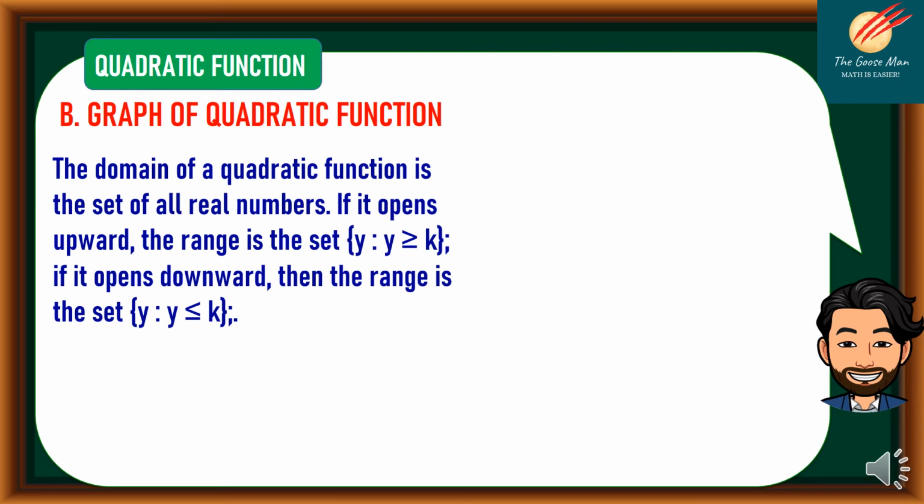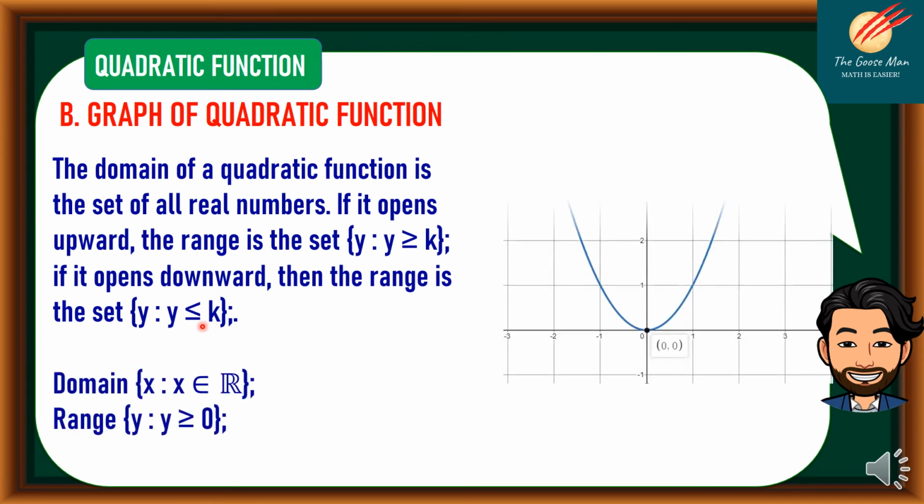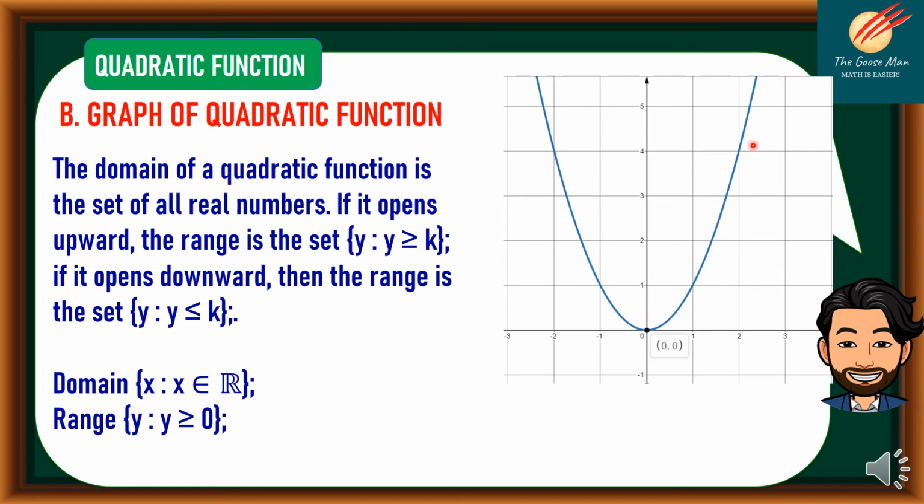Speaking of the domain, the domain of a quadratic function is the set of all real numbers. If it opens upward, the range is the set of y such that y is greater than or equal to k. If it opens downward, the range is y such that y is less than or equal to k. So let's have our illustration here. This is the graph. It opens upward, so therefore the domain is all the values of x, or in symbol, x such that x is an element of real numbers. While the range is y such that y is greater than or equal to 0, since it opens upward and the minimum value of y is equal to 0.